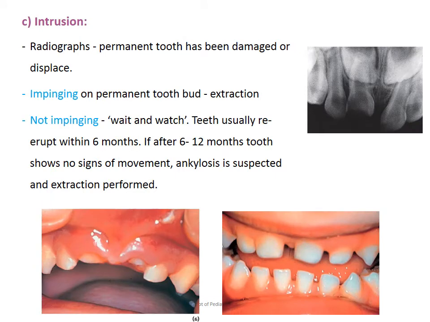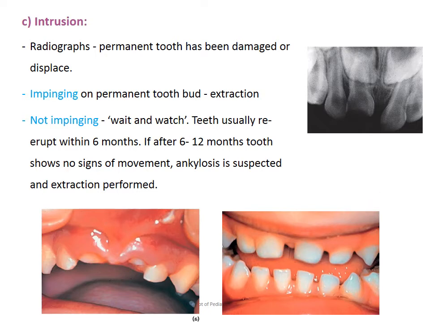If there is an intrusion injury, radiographs need to be taken. As you can see here, clinically the crown portion cannot be seen. This is the same patient. As you can see, the tooth has intruded, and this is after 6 to 12 months, where you see that the tooth has erupted back into position.